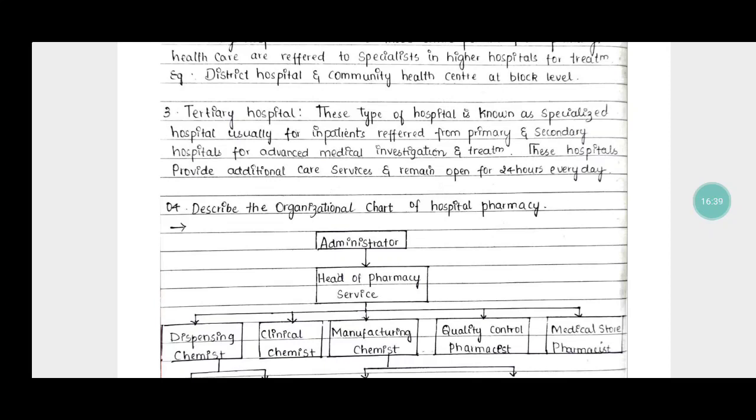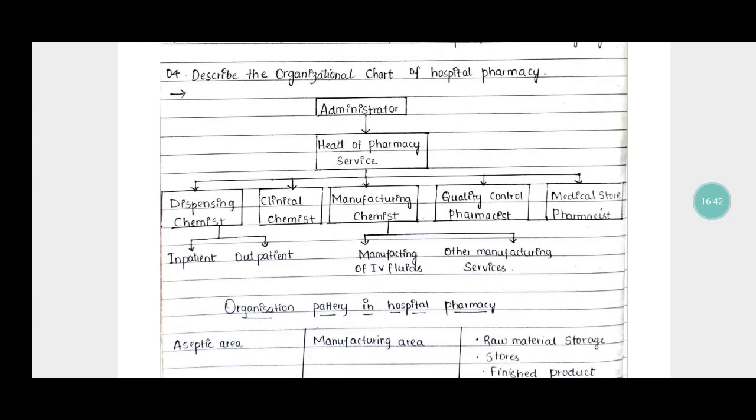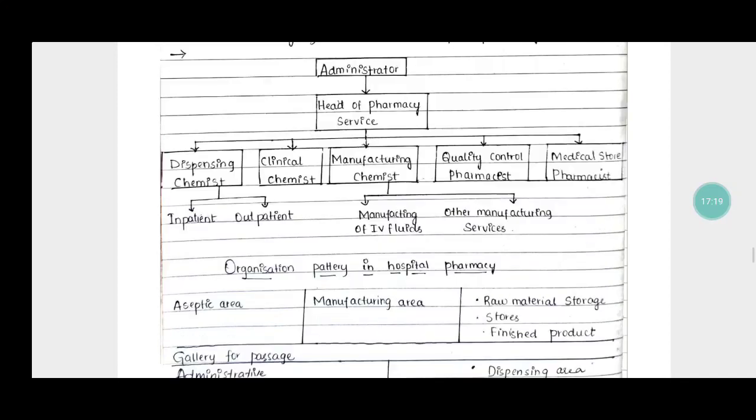So the next question, describe the organizational chart of the hospital pharmacy. In that, administrative, which leads to the head of the pharmacy services, and they are broadly classified as 5, that is dispensing chemist, clinical chemist, manufacturing chemist, quality control pharmacist, and medical store pharmacist, where dispensing chemist is divided into 2 types, that is inpatient and outpatient, and the manufacturing chemist, that is manufacturing of IV fluid and other manufacturing services. So this is the layout.